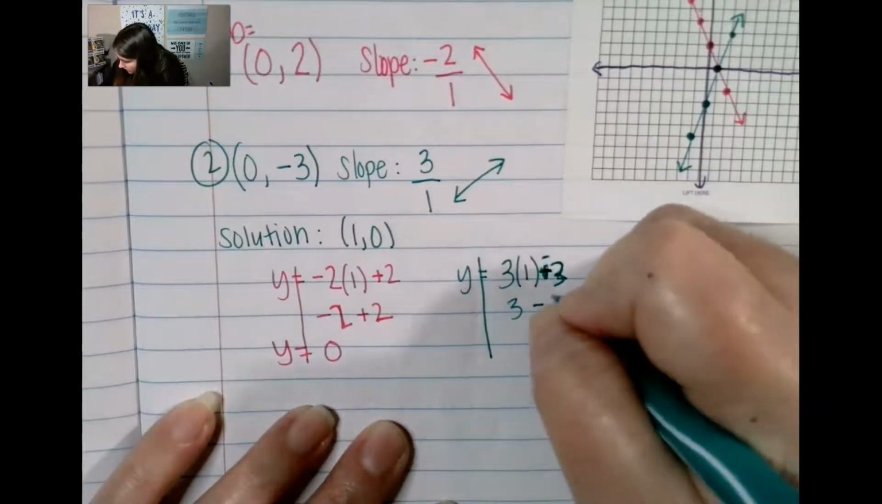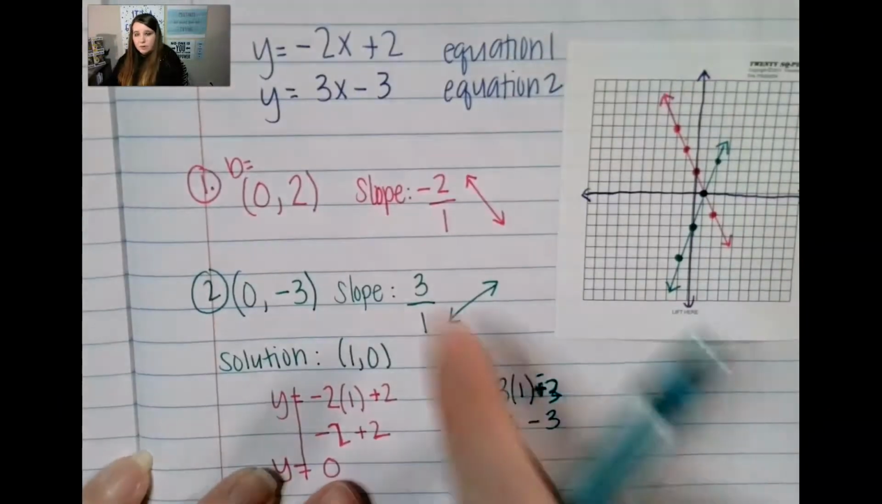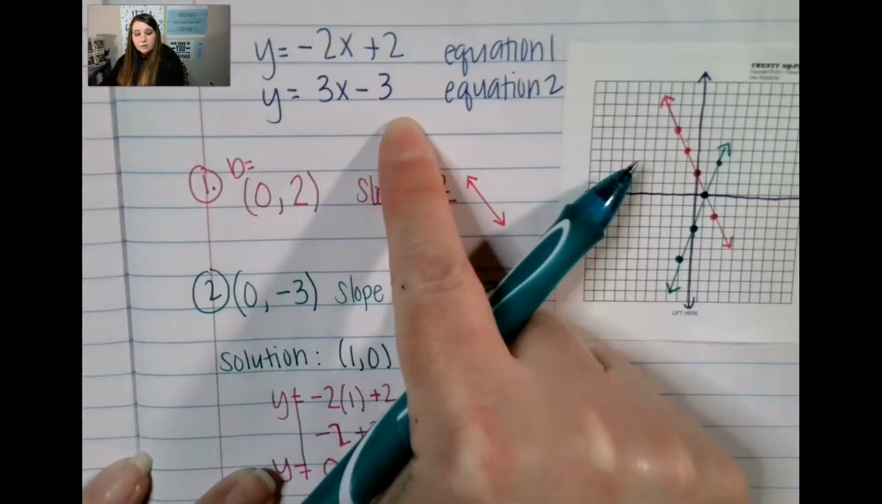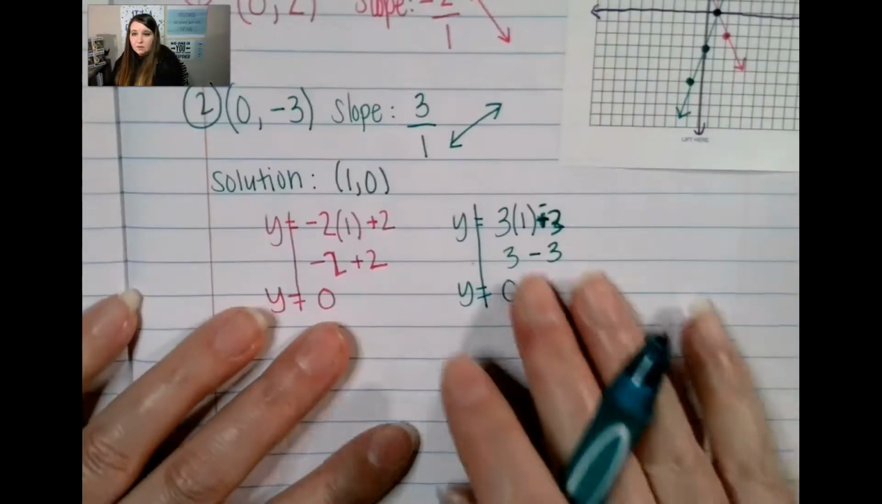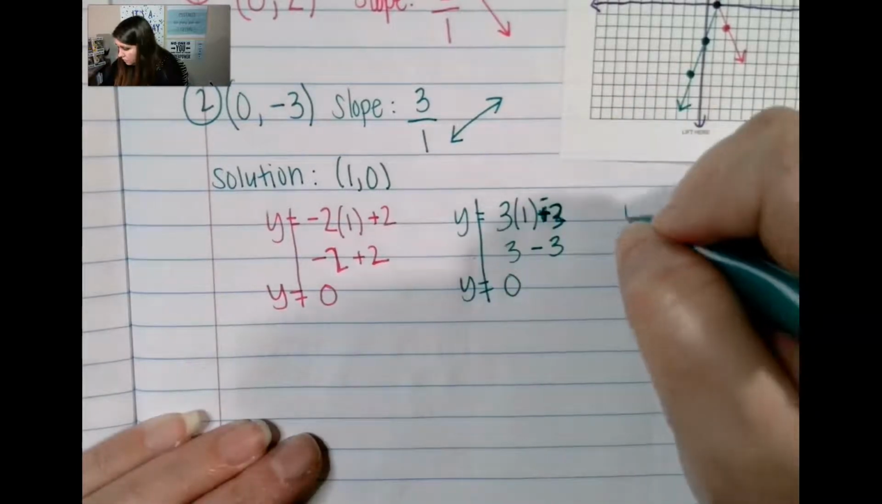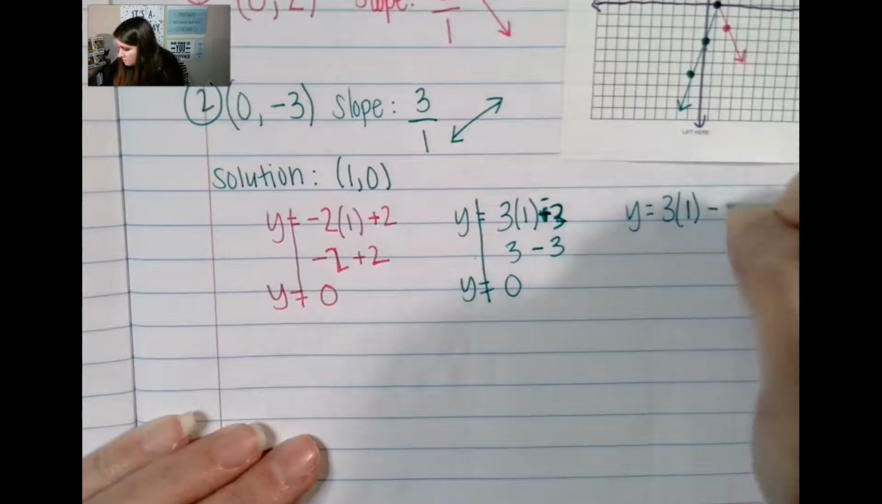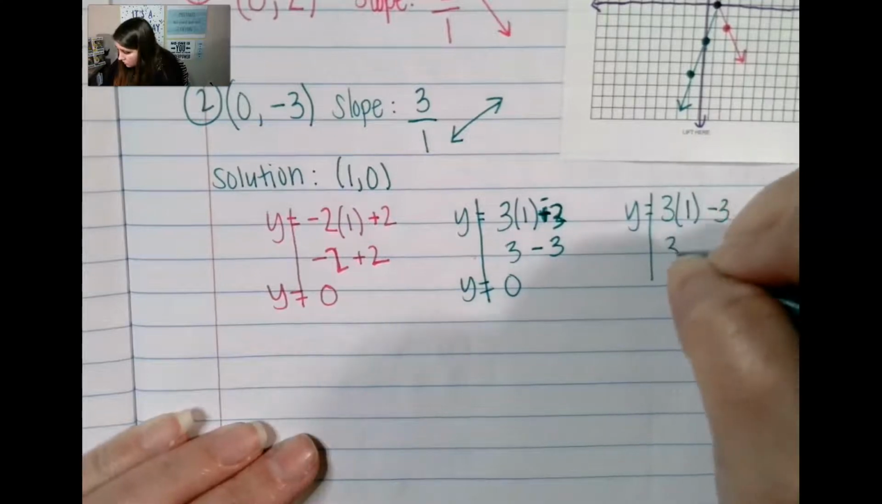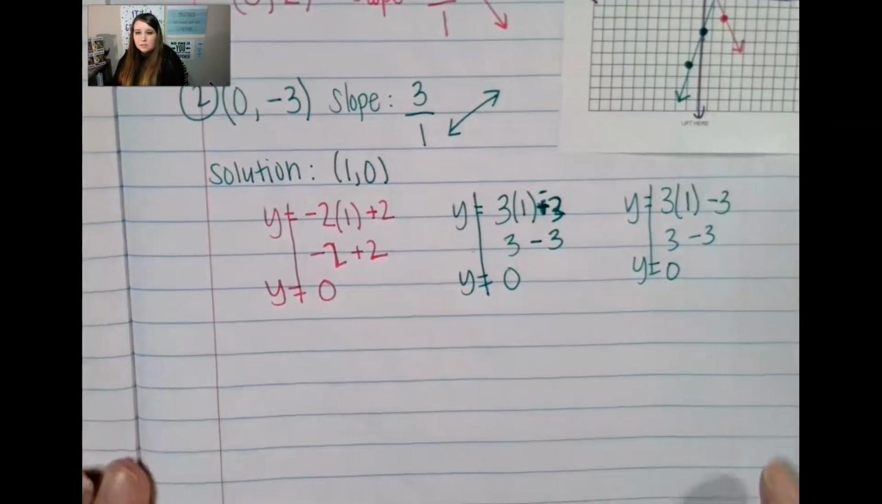Minus 3, y equals 0. I wrote down the wrong equation. So make sure when you're writing your equations that you write the correct thing. 3x minus 3. Here, let's just rewrite that. 3 times 1 minus 3, 3 minus 3, y equals 0. There you go. That one's easier to see.